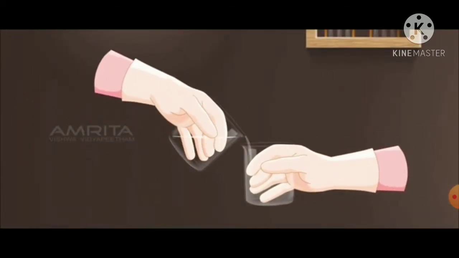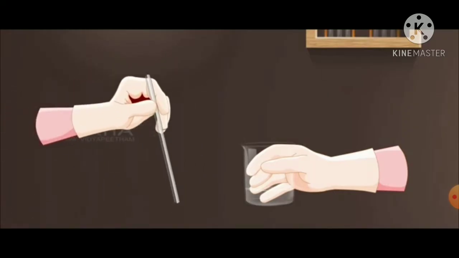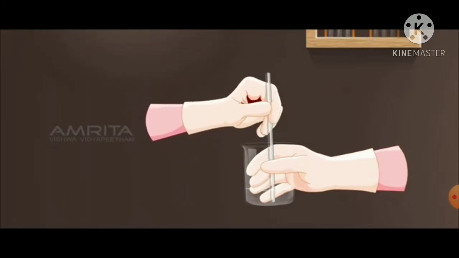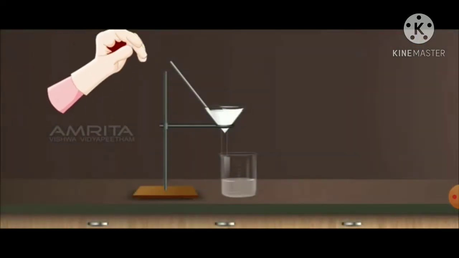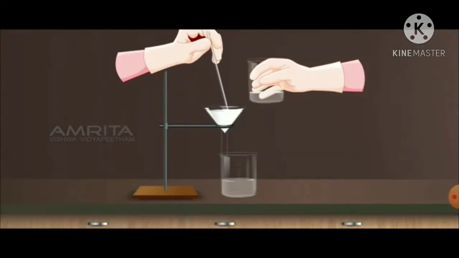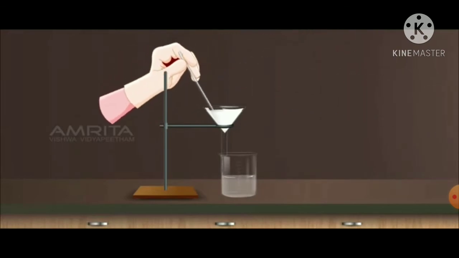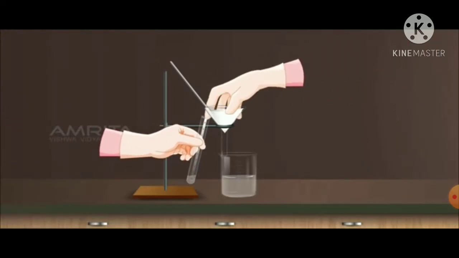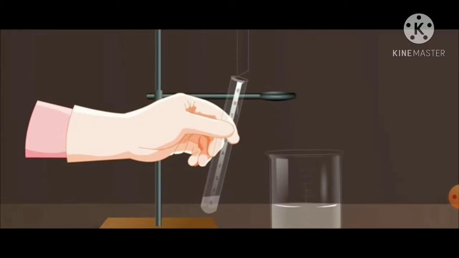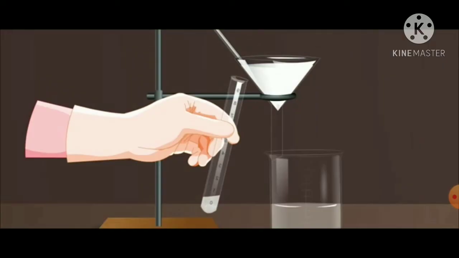Pour some hot water into the beaker to free the sulfate ion. Stir it with a glass rod. Pour the water completely into the funnel using the glass rod. To conduct the sulfate test, collect some drops from the funnel into a test tube containing barium chloride solution. A white precipitate is formed, showing the presence of sulfate.